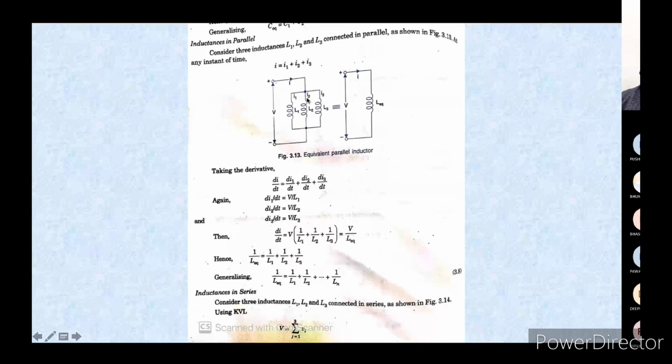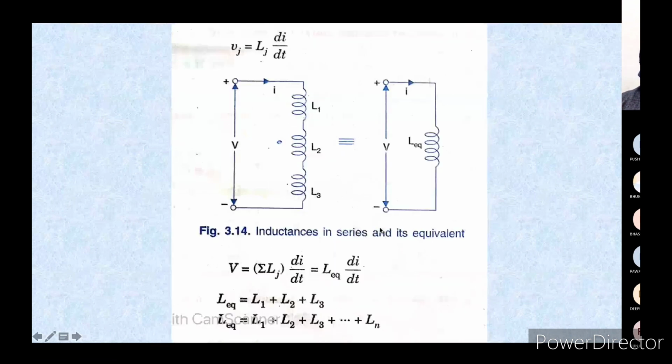So when they are in parallel, 1 by L equivalent will be equal to 1 by L1 plus 1 by L2 plus 1 by L3 and so on and so forth, if there are n number of such inductances connected in parallel. And in series, again, the simple addition law works. So it is the addition of all these inductances.